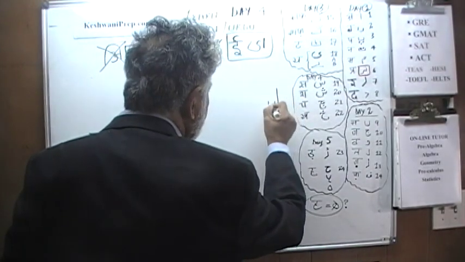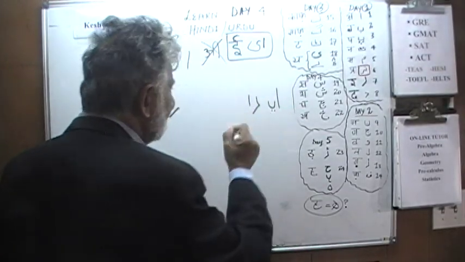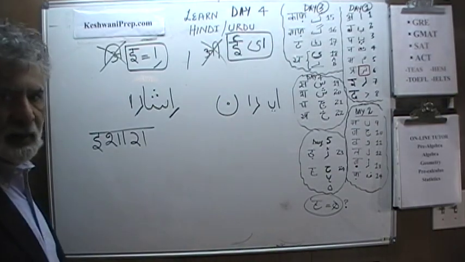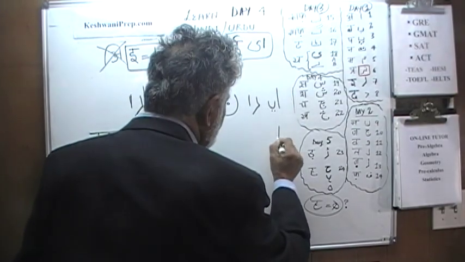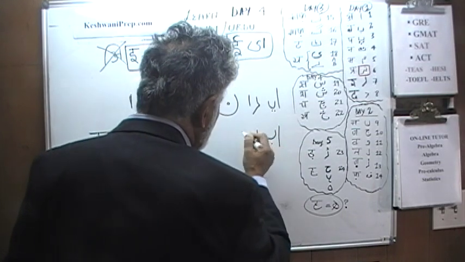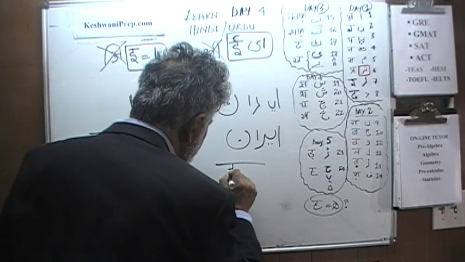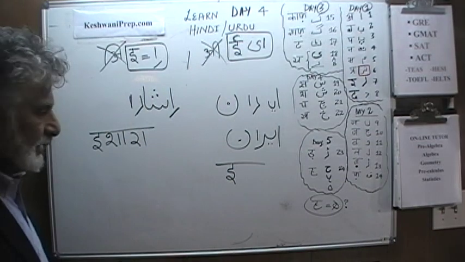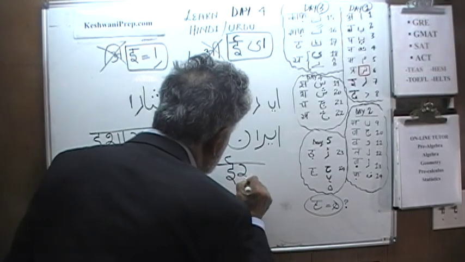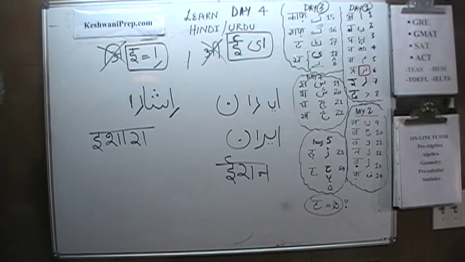Alif, ye, that's going to make it e. Re and alif, ra, e, ra, and then noon. Iran, let's join them. So alif and ye, and then re. E, ra, na. So we need a badi e. E, ra, na. There you go. Let's do the next one.